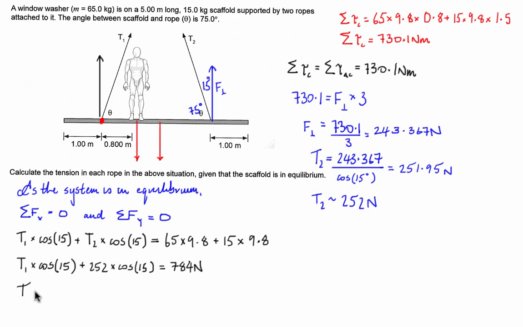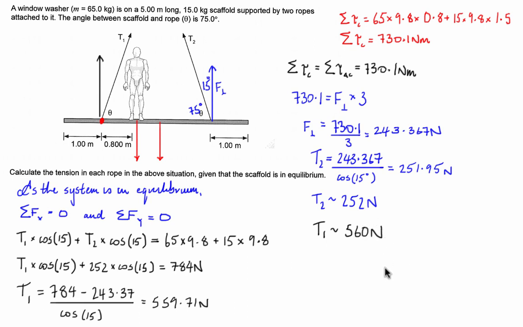So I can say that T1 is going to be equal to 784 subtract 243.37 divided by the cosine of 15. And that, my friends, is equal to 559.71 newtons, which, because we have to use three significant figures in these exams, we say that T1 is equal to 560 newtons.